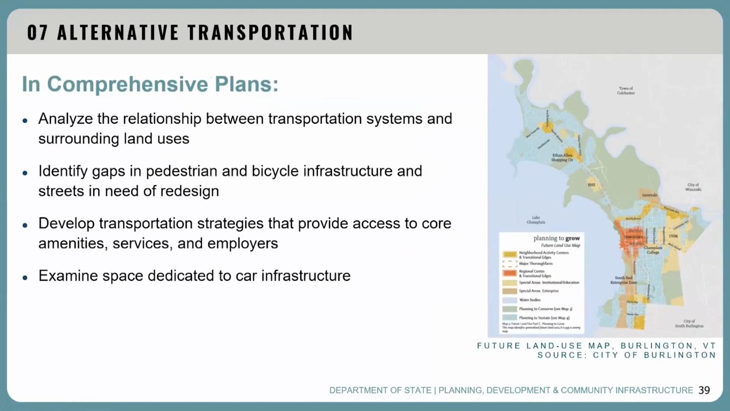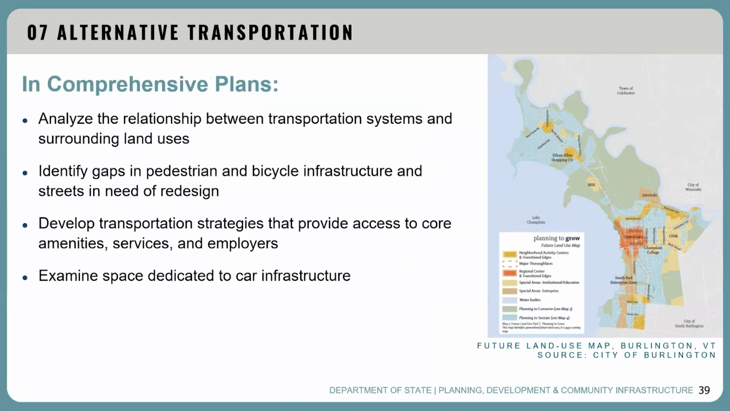In comprehensive plans, this might mean looking at the relationship between transportation systems and surrounding land uses, which can help determine where people need to go or where adding density could have the biggest impact on reducing reliance on personal automobiles. This can then inform how your community can address gaps in the non-automobile transportation network, such as missing sidewalks, points of conflict between pedestrians and cars, where a bus stop might be needed, and where car-oriented streets need to be redesigned to improve accessibility for others.